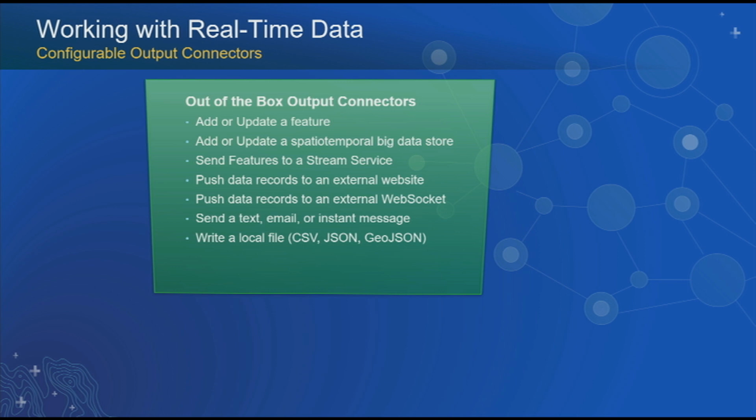Additionally, we can send features or records to a stream service to display them using WebSocket technology, which we also discussed. But maybe we don't want to visualize our data in a web map or some sort of client. Maybe we're interested in using GeoEvent to do some sort of messaging. There's a variety of out-of-the-box connectors that do that as well, such as sending a text, an email, an instant message, things of that nature. That way, as users, we can respond to what's going on in real time. And likewise, we could also write to local files as another example.